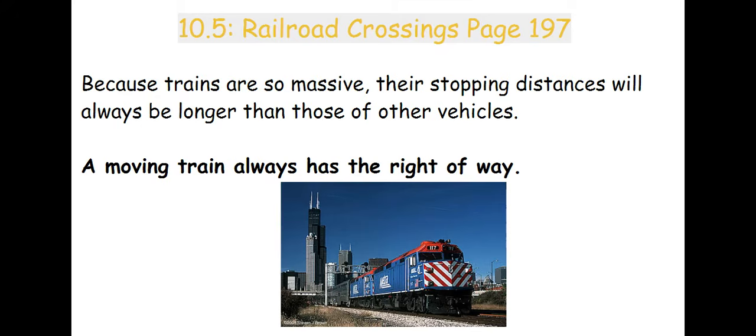Railroad crossings. What's important about them? Because trains, they're massive. Their stopping distances are longer than those of a vehicle, obviously. Even though our tracks here are elevated, you've seen freight trains, you've seen metro trains, and you know they're long and they're always moving. So a moving train always has the right of way. Again, a moving train always has the right of way.